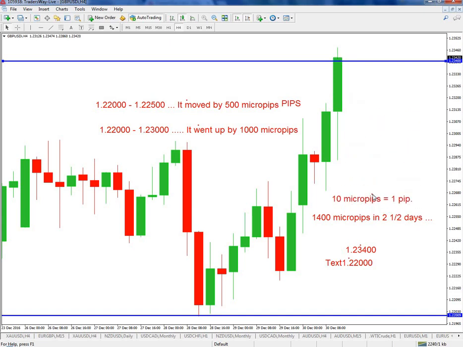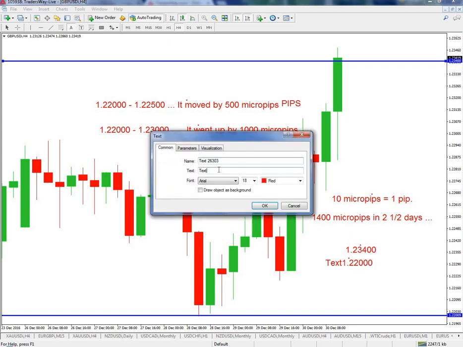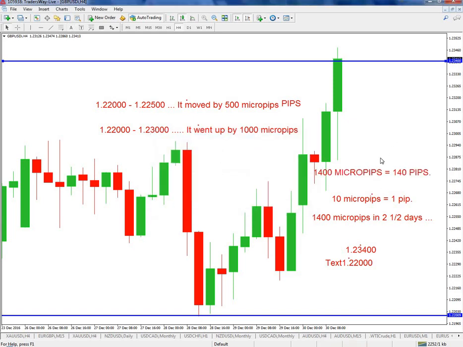So in 2.5 days, price went up 140 pips, because it went up 1,400 micro pips. So 1,400 micro pips goes to 140 pips. All right.